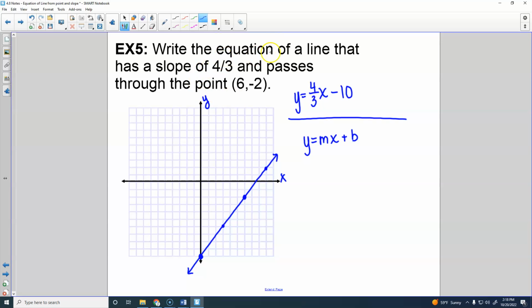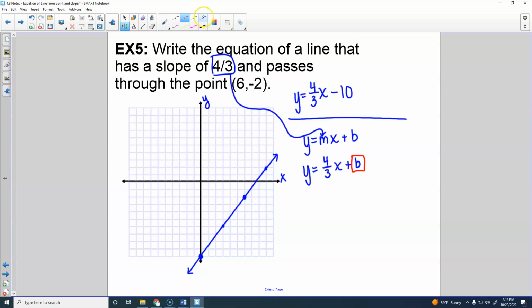So I know the slope is 4/3. So I am going to put the slope right here for the m. That gives me y equals 4/3 x plus b. So I've already got the slope. To get the equation of this line, what else do I need? I need the y-intercept. I need to solve for that b right there. I cannot solve for b whenever I have x and y in my equation.